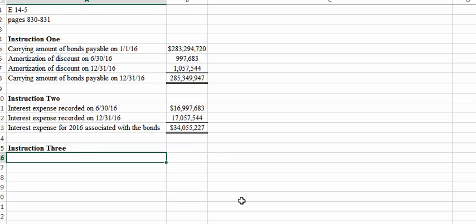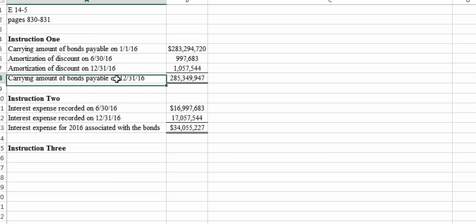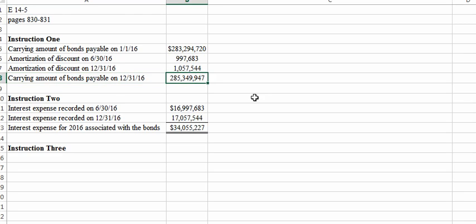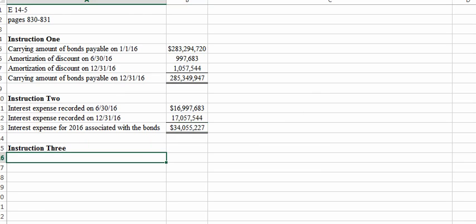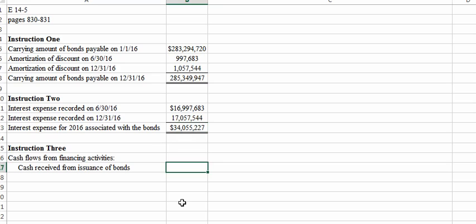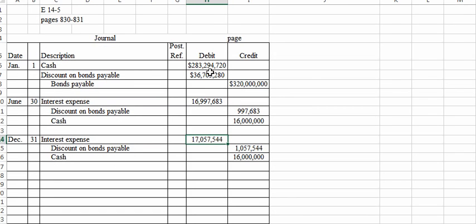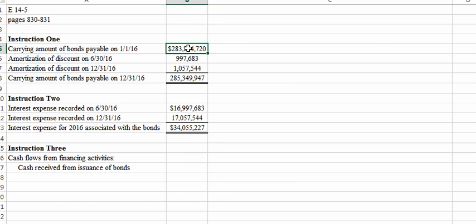Alright, now, so this is the amount the bonds payable would be shown at on the balance sheet. This is the amount of interest expense that would show up on the income statement associated with the bonds. Alright, now how about on the statement of cash flows? Okay, so they'd have a large cash inflow in the financing section, cash received from issuance of bonds, and that would have been the original carrying amount, or the amount of cash they received over here, the $283,294,720. So that's this amount.